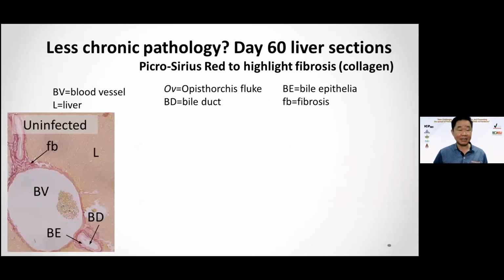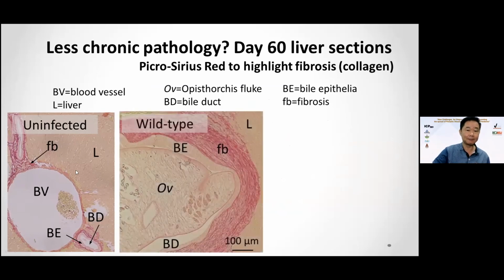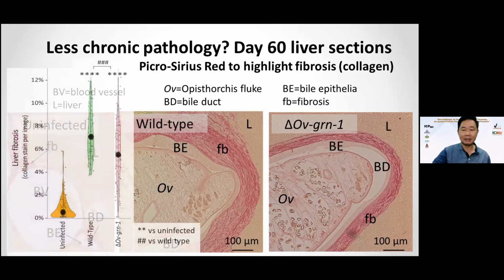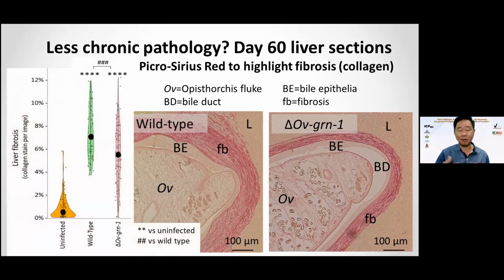And then the last result. This is an uninfected hamster. You can see the epithelium of the bile duct. There is no fibrosis at all. This is the wild type, where this red color is the thick fibrosis. And in the knockout, there is much less fibrosis. So we can prove that glandulin 1 knockout by CRISPR-Cas9 shows less pathology, both for cell proliferation and fibrosis formation, which is one step of carcinogenesis.